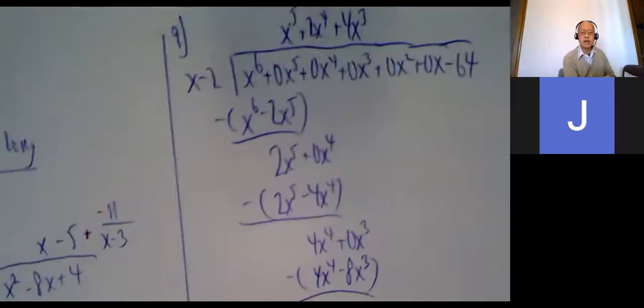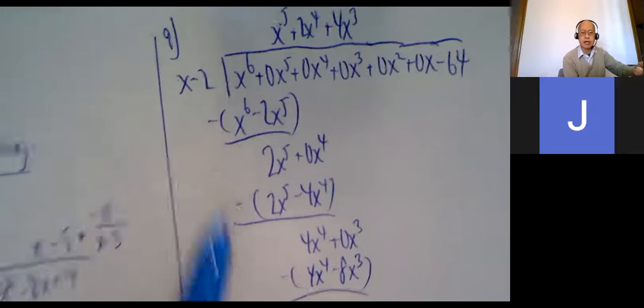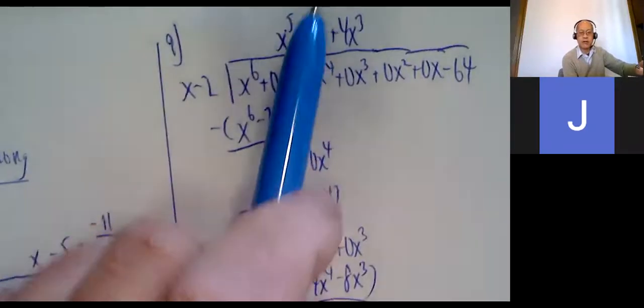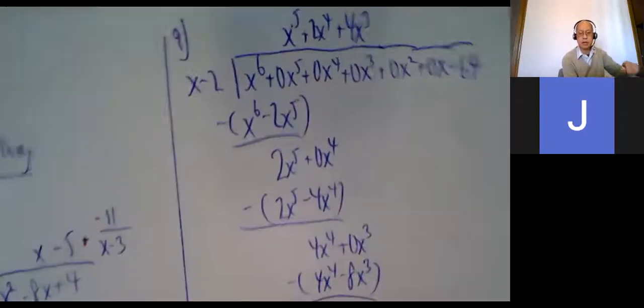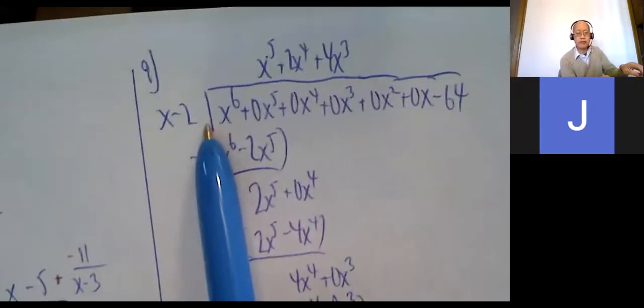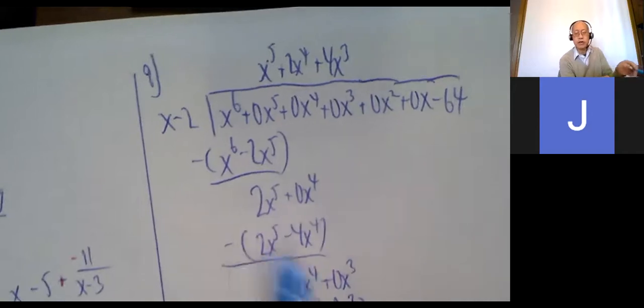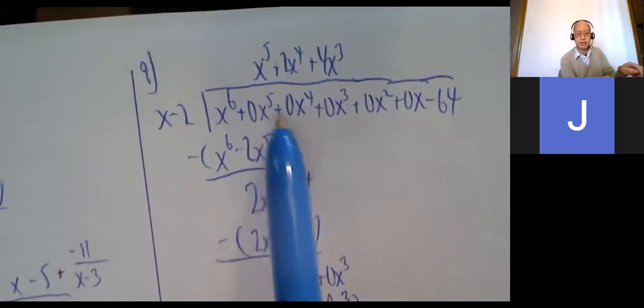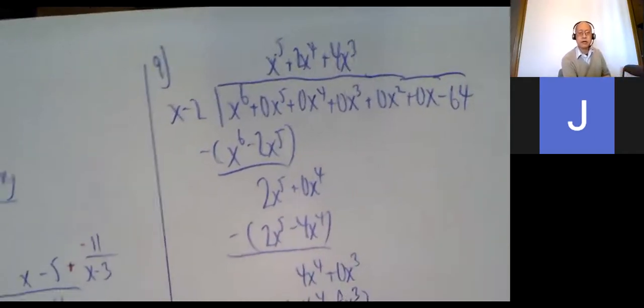Notice all the columns are nice and lined up. Everything here is x to the 6th. Everything here is x to the 5th. Everything here is x to the 4th. Everything here is x cubed. Okay, that's the reason why you dedicate space to it. Even though I went from x to the 6th to negative 64, you got to have 0x to the 5th, 0x to the 4th, 3rd, squared, x, all the way down the line.